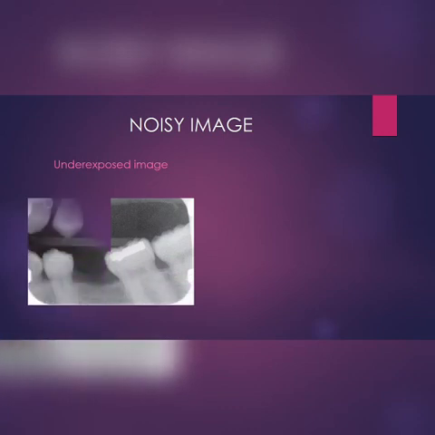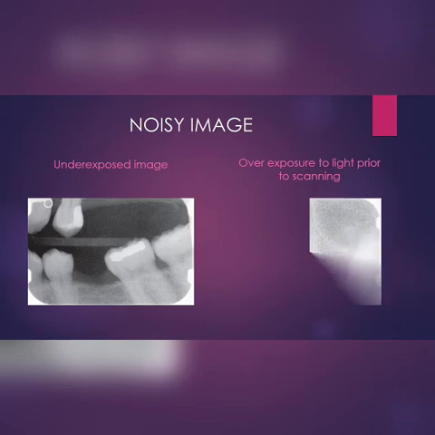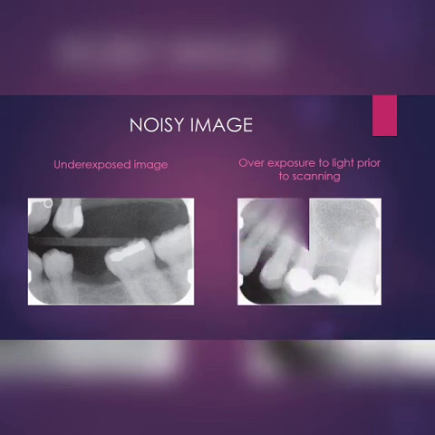Okay, the first one is a noisy image. A noisy image or a grainy image basically can be produced because of two main reasons: underexposure or overexposure. Underexposure is common to CCD, CMOS and PSP, but overexposure is very common in the case of PSP systems. When it is overexposed to ambient light prior to scanning, it will produce a grainy or a noisy image, as you can see in the second picture.